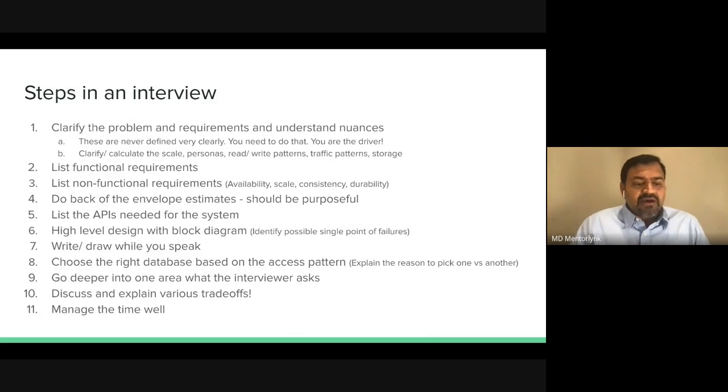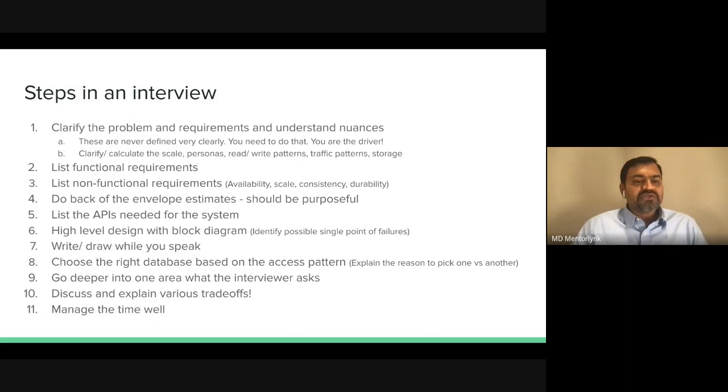Second step is, once you have understood the problem, once you have limited the scope and thought about what is the exact problem you're going to solve, list the functional requirements. What is the exact functional requirement they want you to solve? Focus on that, and then write them down. There are different tools available; whatever the shared document place, write it down.